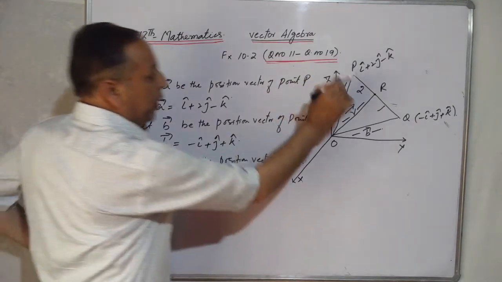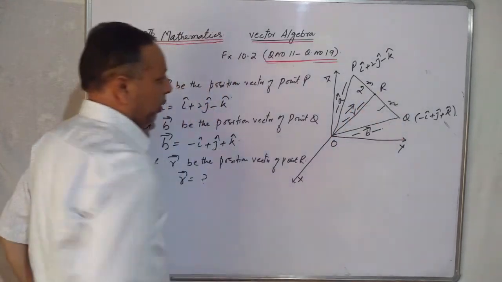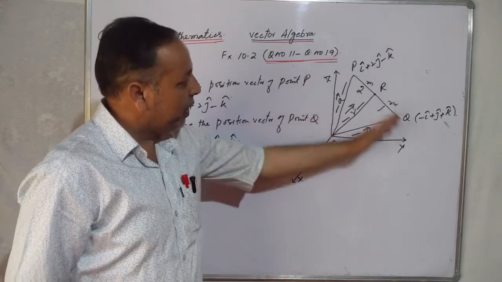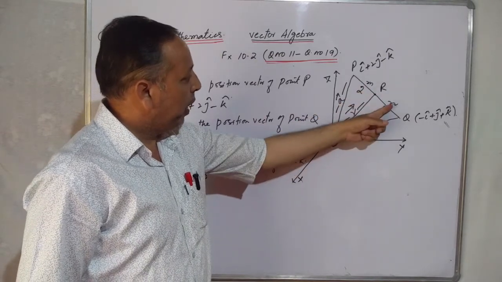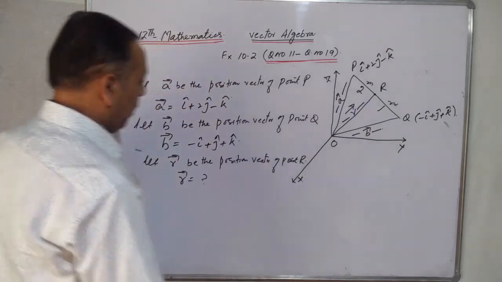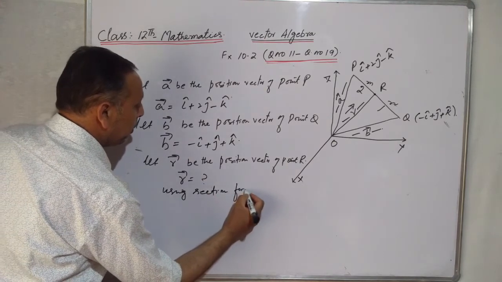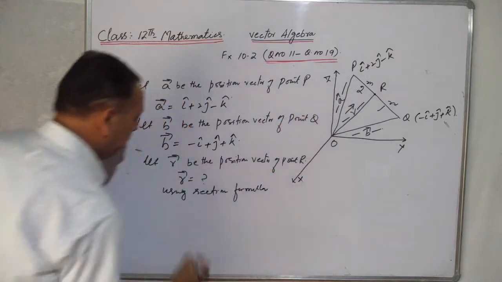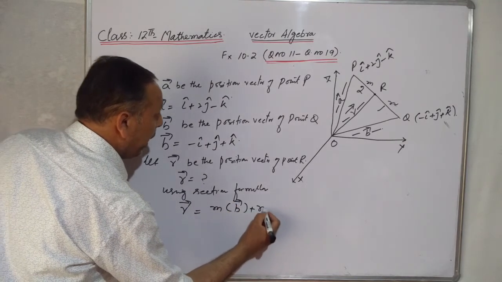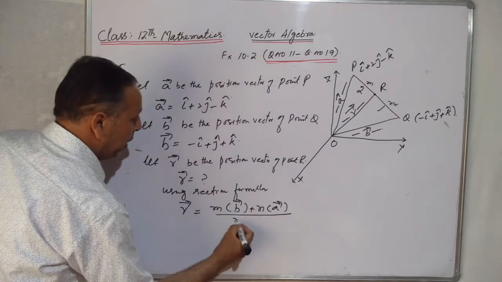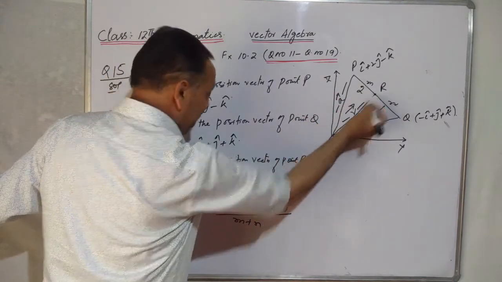So what will we do here? Here we will use the section formula. Let me take this as m and this as n. Use the section formula when a point divides internally in the ratio of 2:1. Using the section formula, the position vector of point R, that means vector R, will be equal to m into vector b plus n into vector a, divided by m plus n. This is the section formula; when the vector is divided internally, then use plus here.